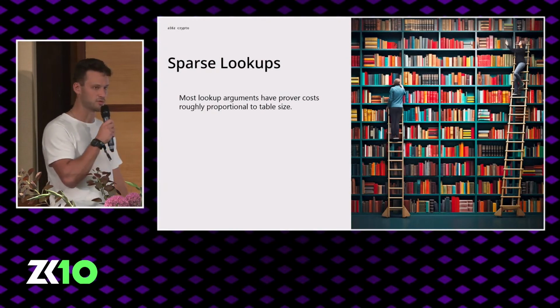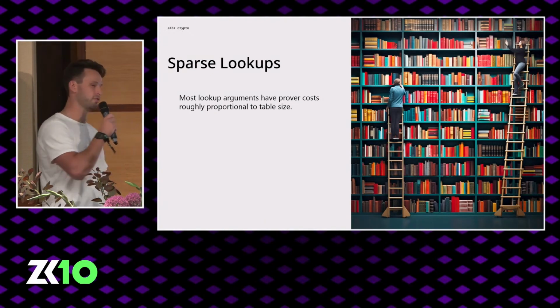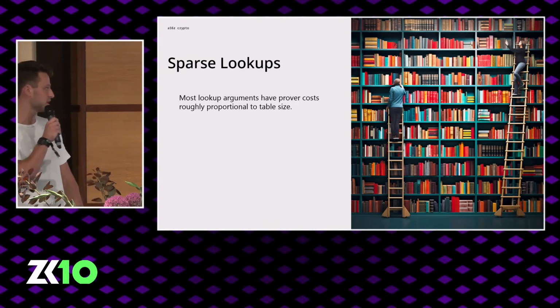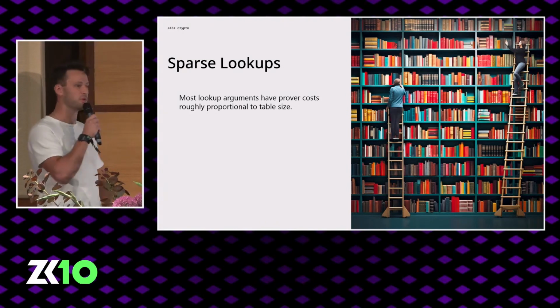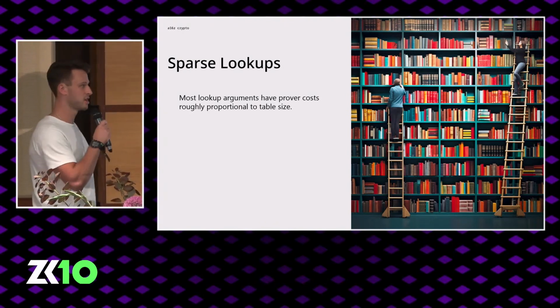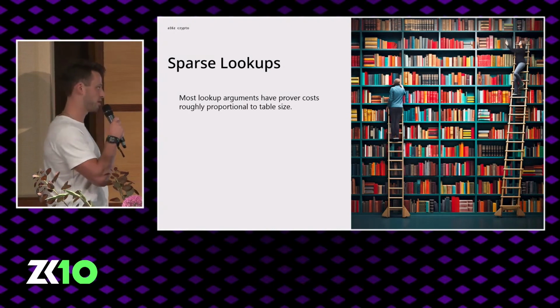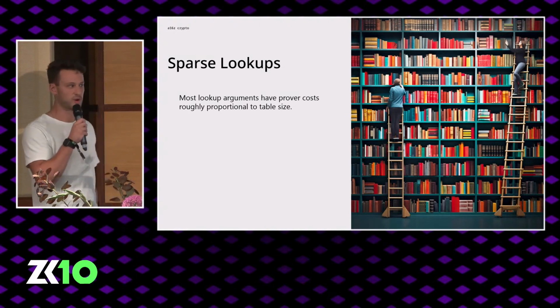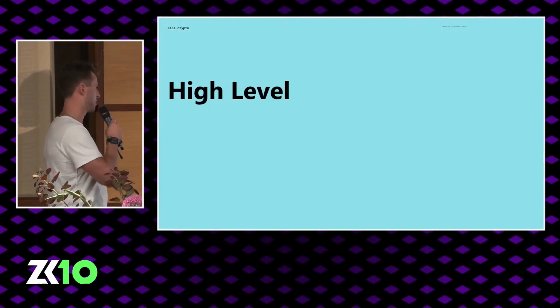So this brings us to an interesting argument. So most lookup arguments have prover costs roughly proportional to the table size. We like to analogize this to building a library, building all the bookshelves, filling it with books, and then getting on a ladder and pulling 2 books out of that library and then burning it to the ground. And this is hugely wasteful, as you can imagine. So it begs the question if there's a better way.